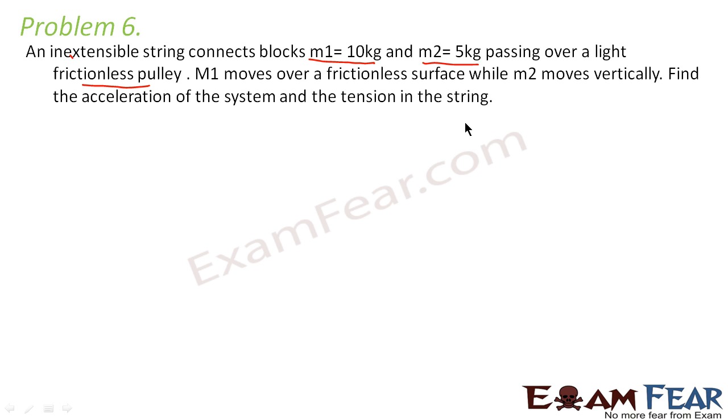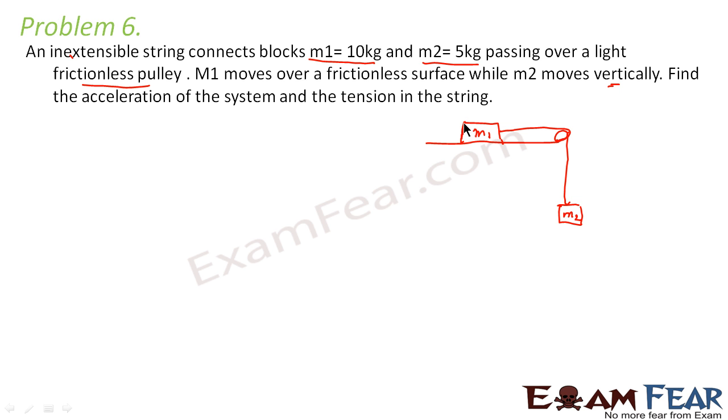So let us draw the diagram first. Let us suppose this is M1. The question says M1 moves over a frictionless surface, so let us say this is the frictionless surface. It also says M1 and M2 are connected through a frictionless pulley and M2 moves vertically. That means they must be connected somewhat like this. Let us suppose this is the pulley and this is M2. So M2 is moving vertically and M1 will be moving over the frictionless surface. Now find the acceleration of the system and the tension in the string.